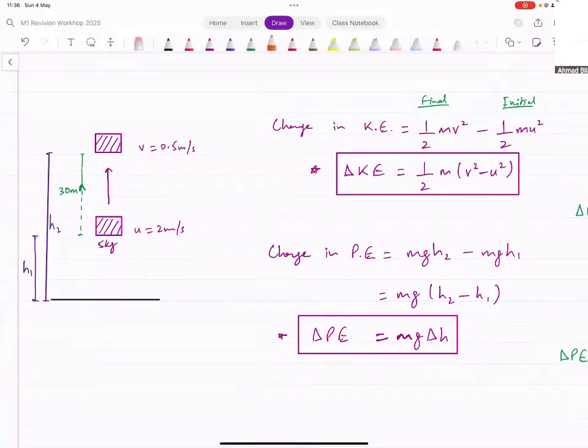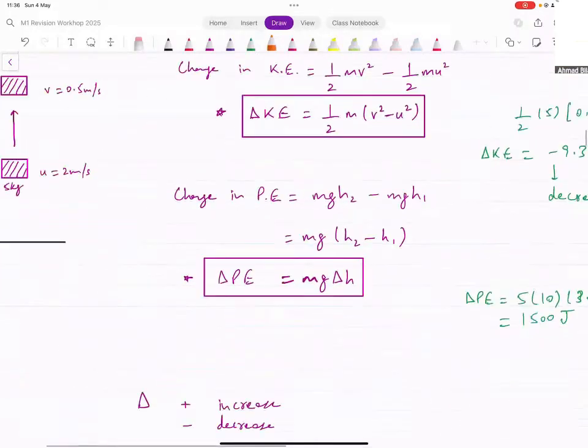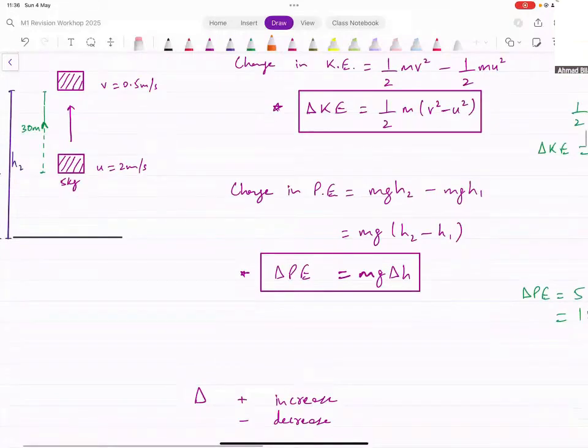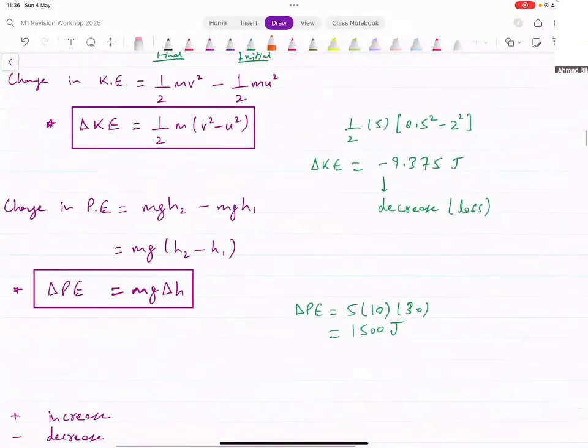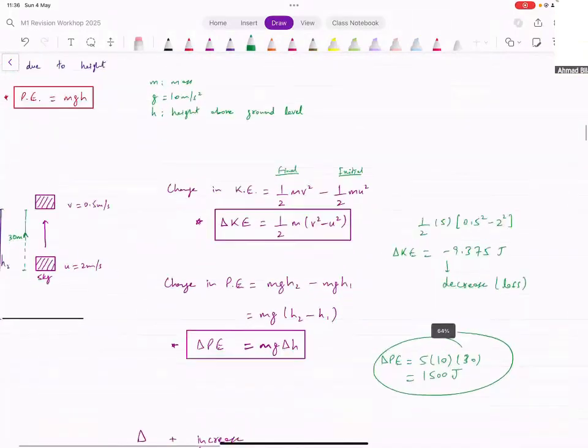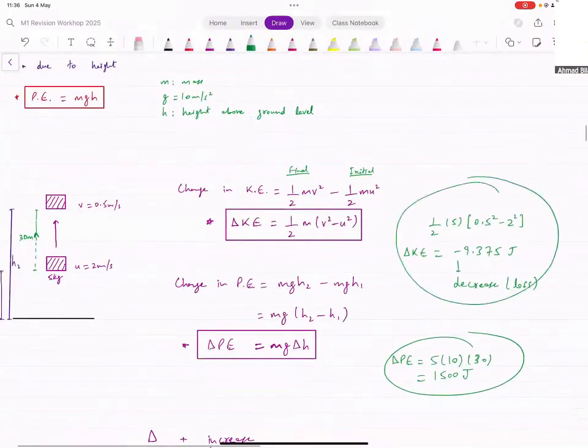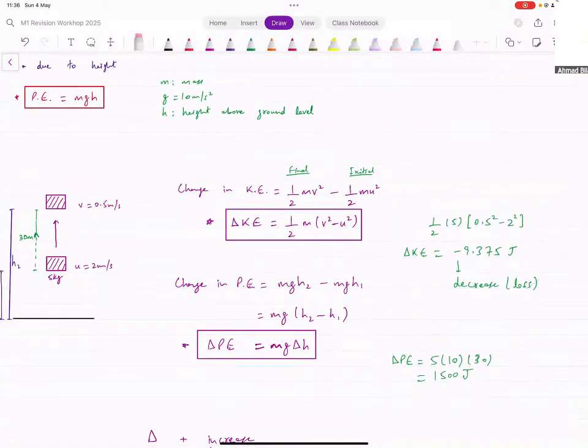In kinetic energy, sometimes we do find the absolute values. In potential energies, we mostly talk about the change. So in this case, the change in potential energy, for example, is going to be 5 into 10 into 30, and the change in kinetic energy is going to be half into 5 into 0.5 squared minus 2 squared, and that gives you this. When it's a negative value, that means the change is negative.